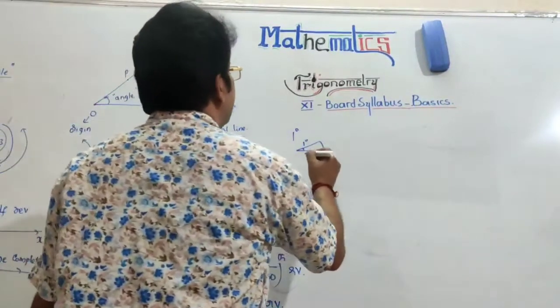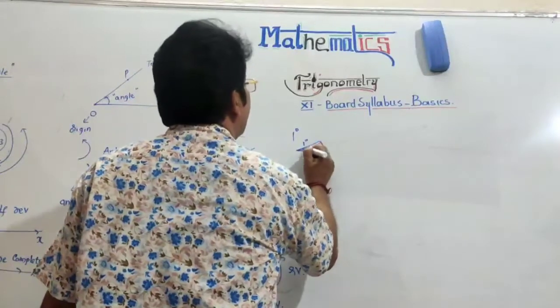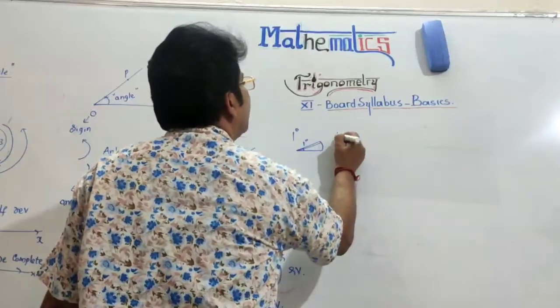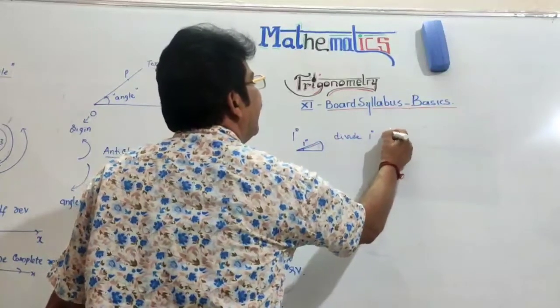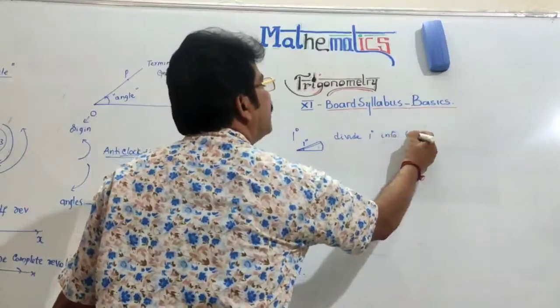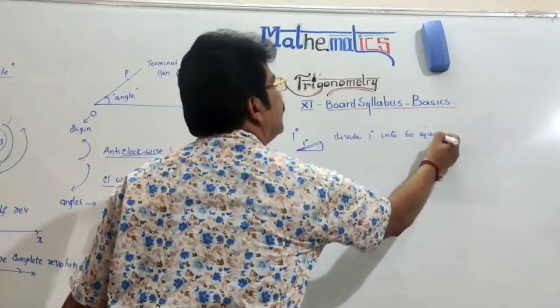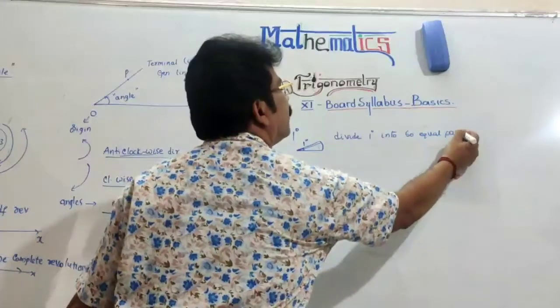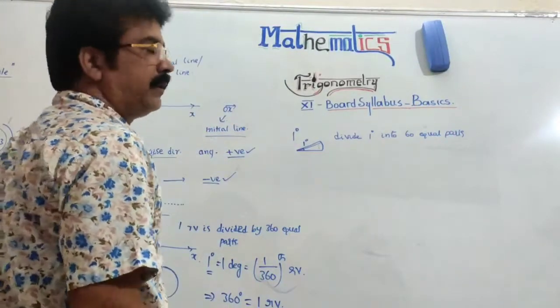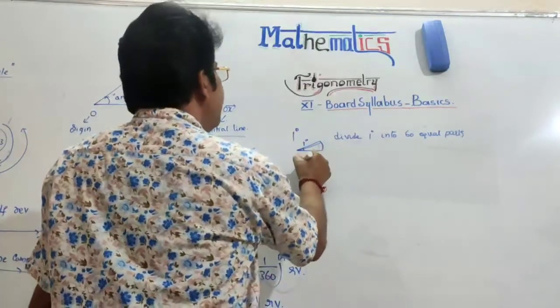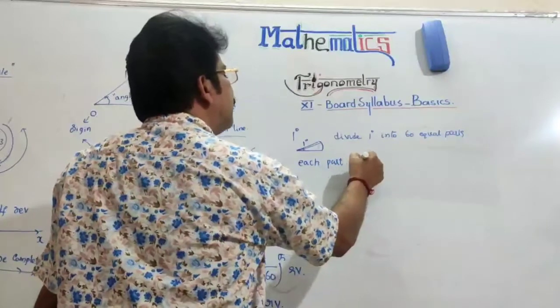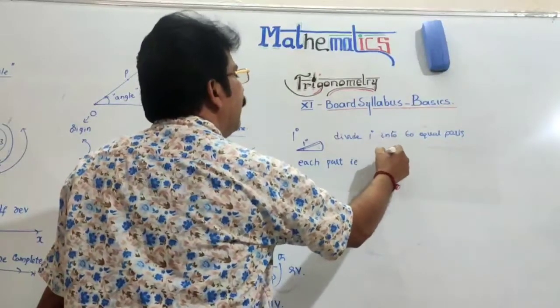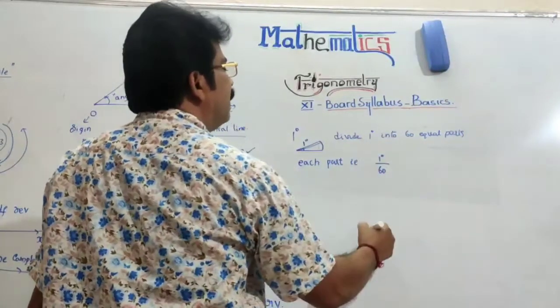Understand? Next, let us divide this 1 degree into 60 equal parts. Therefore each part, that is 1 degree by 60, is one part.